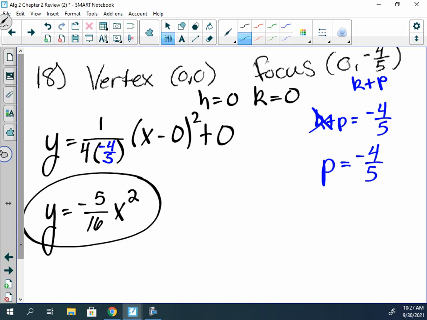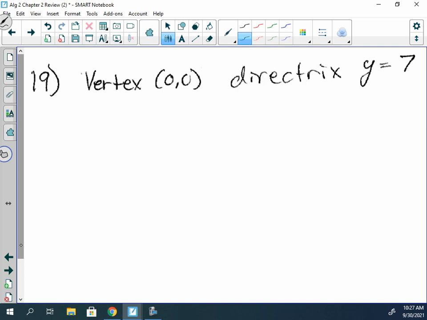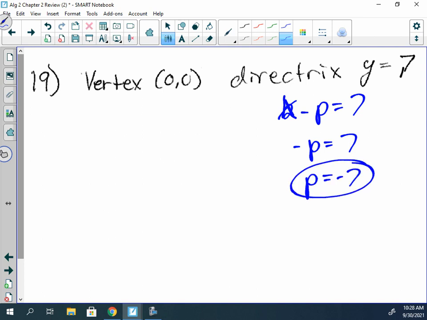Any other questions on this here? Questions on 19? Well, 19 would be almost the same as 18, except the directrix is k minus p. Like what we did on the last one, we set up k plus p equaled the y value of the focus. Here we would set it up as k minus p equals what? 7. If I want to find the value of p, k minus p equals 7. What's the value of k? 0, so negative p equals 7, or p is equal to negative 7.